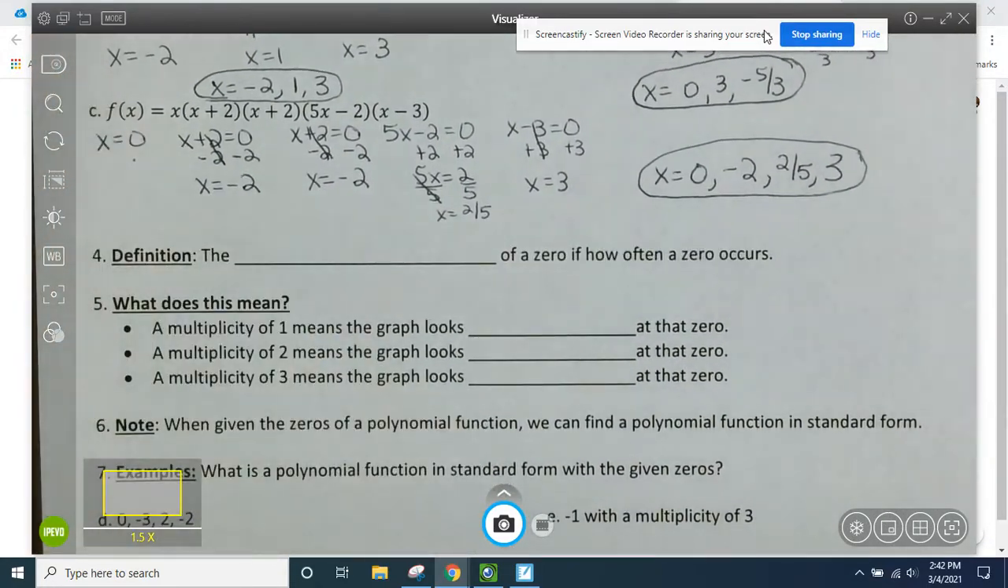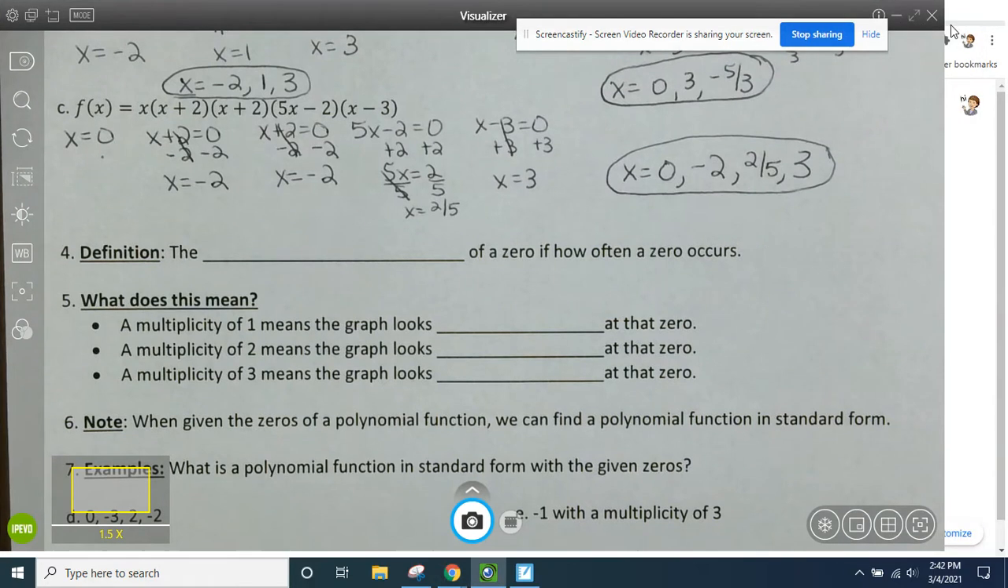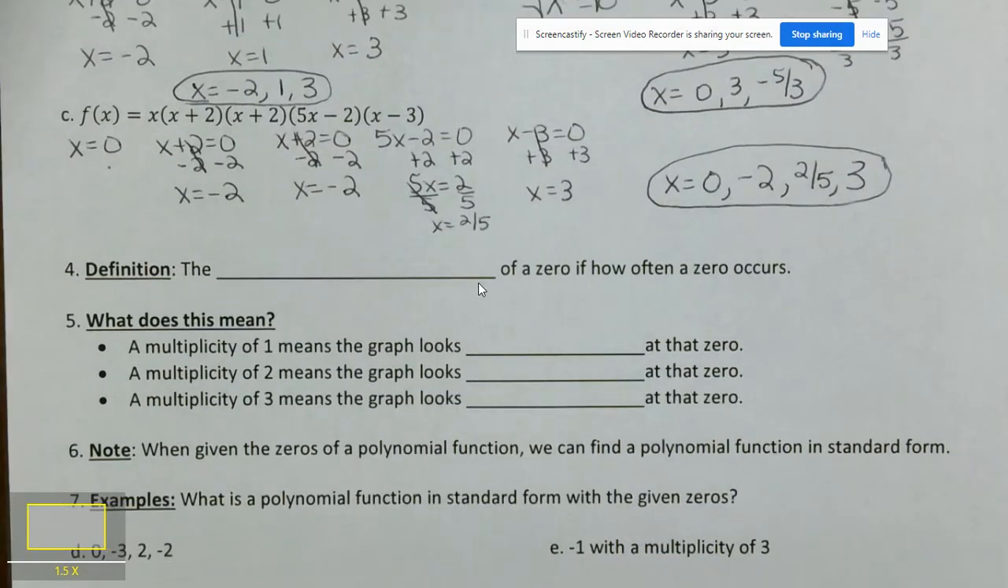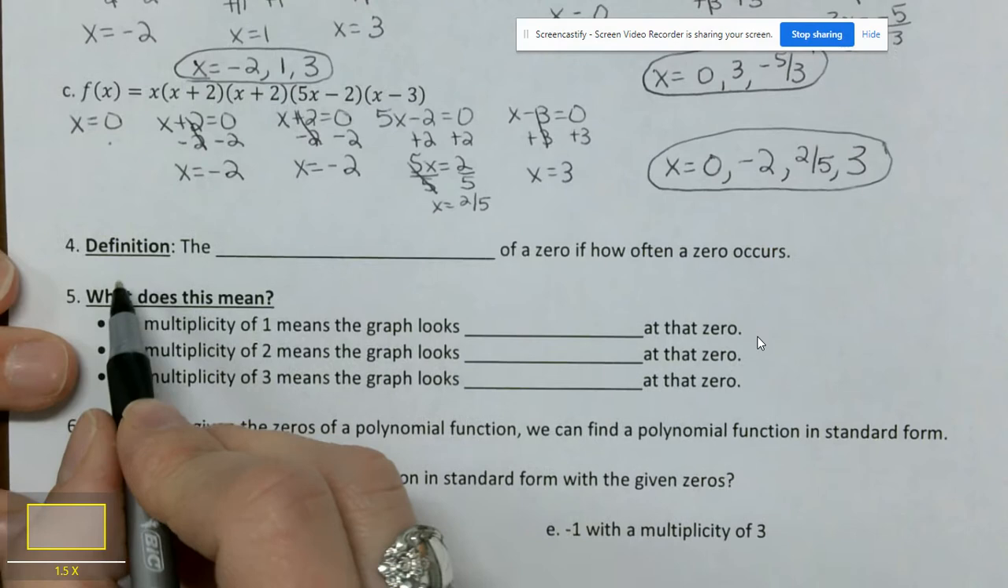In this video, we're going to talk about the multiplicity of zeros, and I'm going to explain to you what that means. So let's get the definition. This is your next definition here.